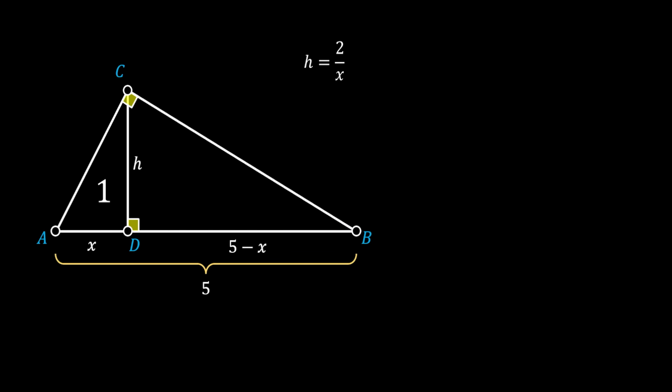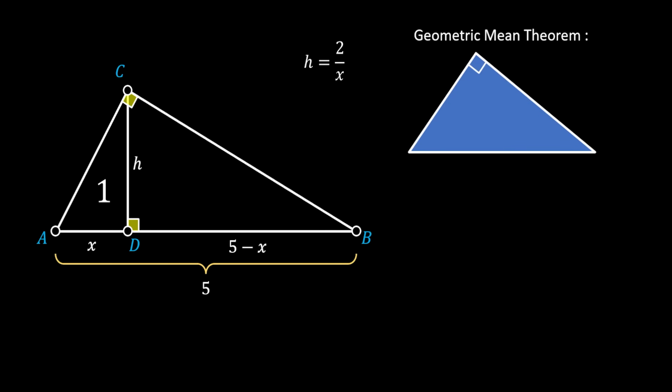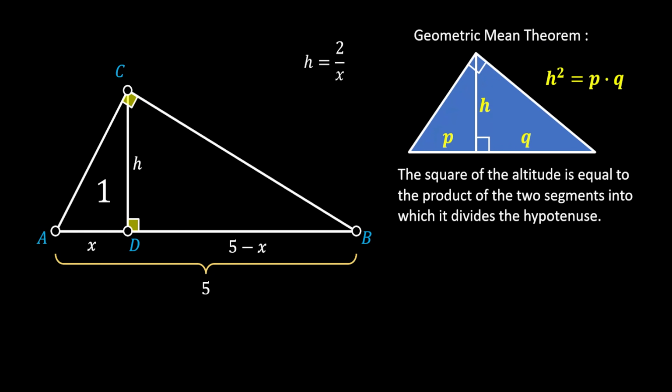Alright, so since the triangle ABC is a right-angled triangle, we can use the Geometric Mean Theorem. This theorem only applies to right-angled triangles, and if we pull a height of this right-angled triangle, we will divide its hypotenuse into two segments of P and Q. If this is the case, then this theorem states that the square of the altitude, or the height, is equal to the product of the two segments into which it divides the hypotenuse. And this is perfect for our case on the left.